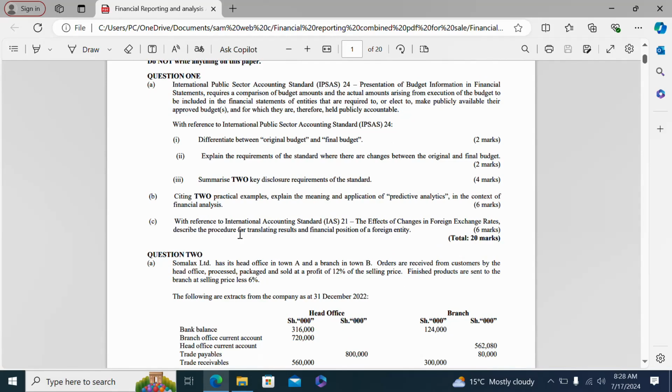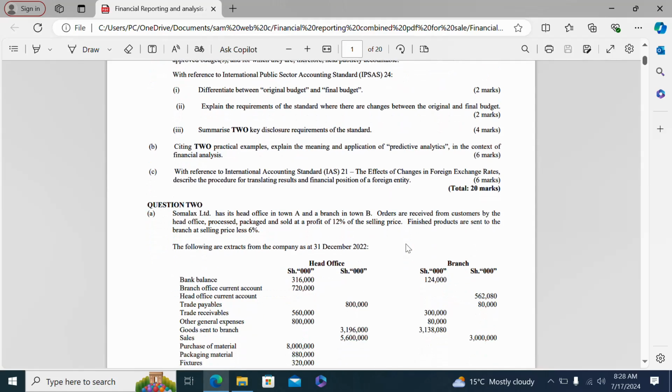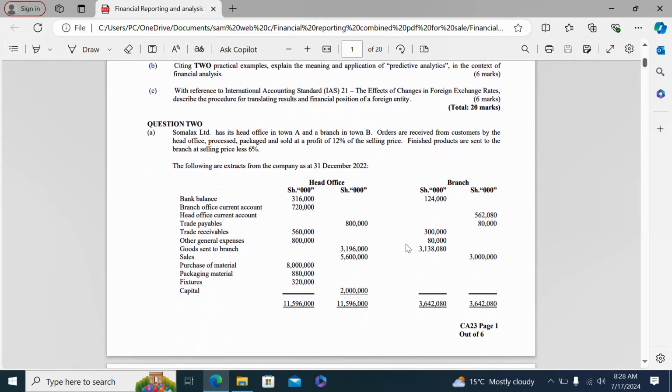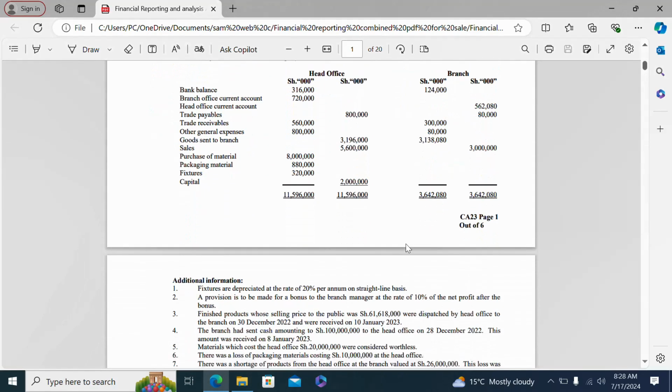With reference to International Accounting Standard IAS 21, The Effects of Changes in Foreign Exchange Rates, describe the procedure for translating results and financial position of a foreign entity. Then we have question 2.